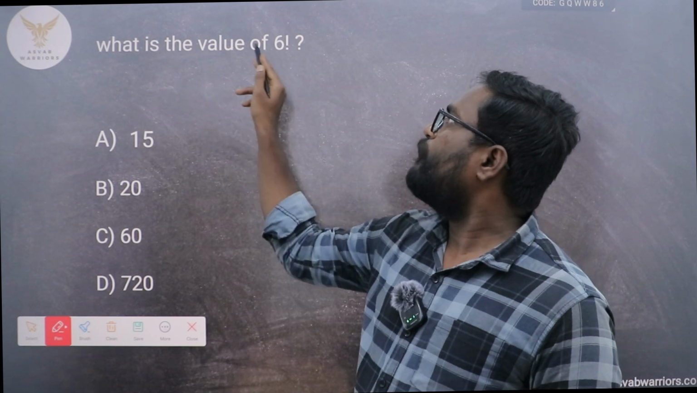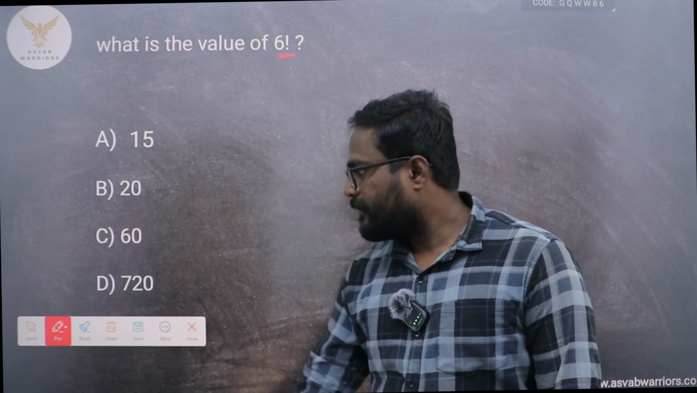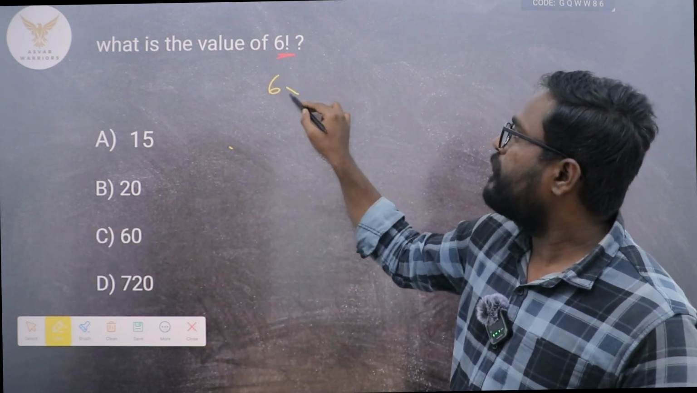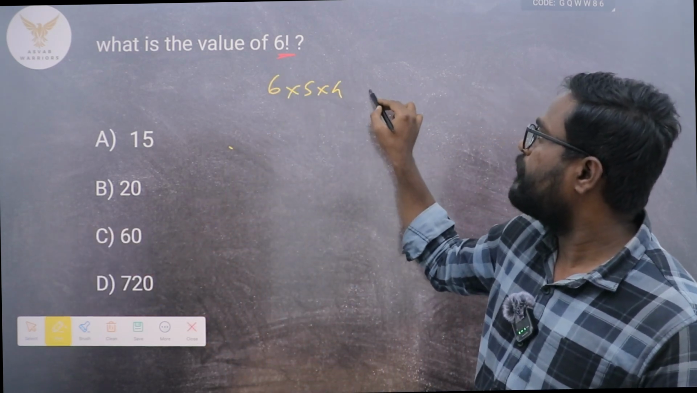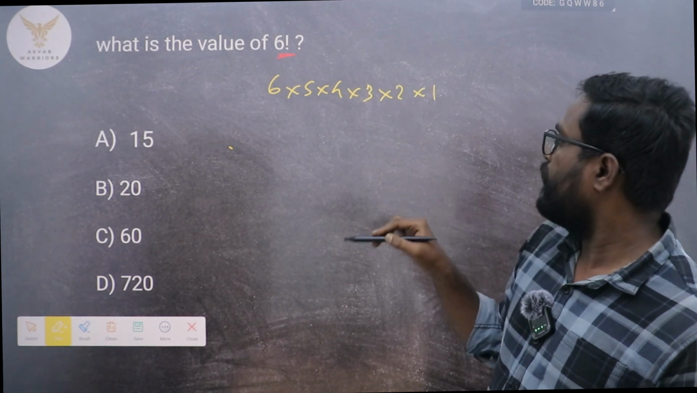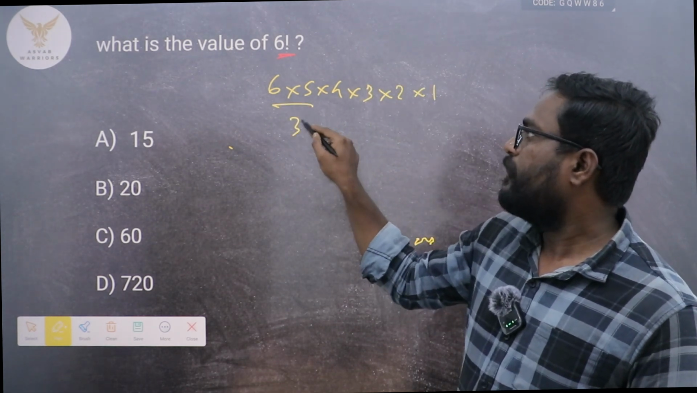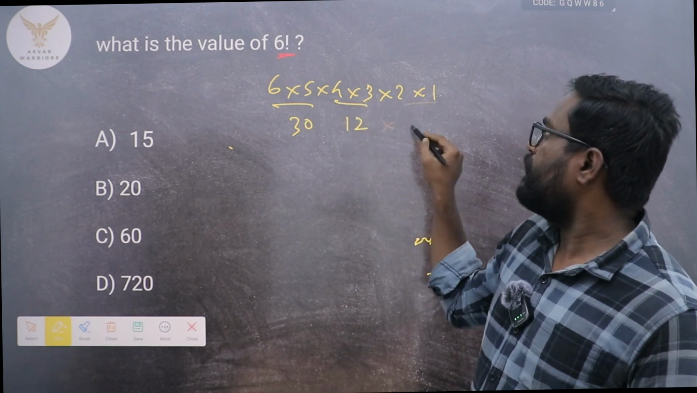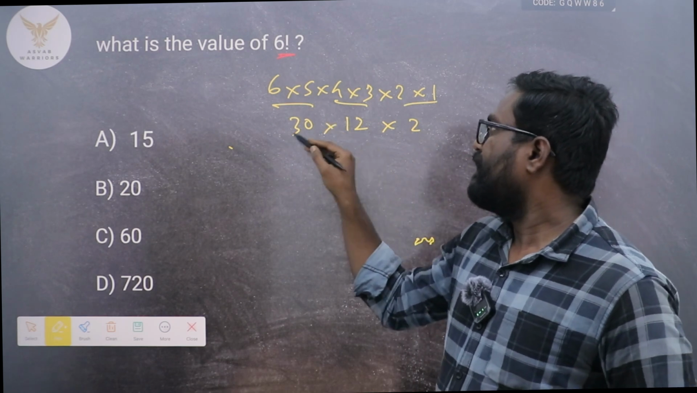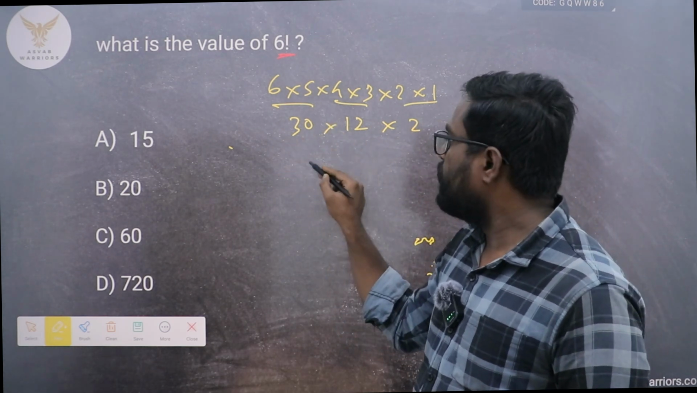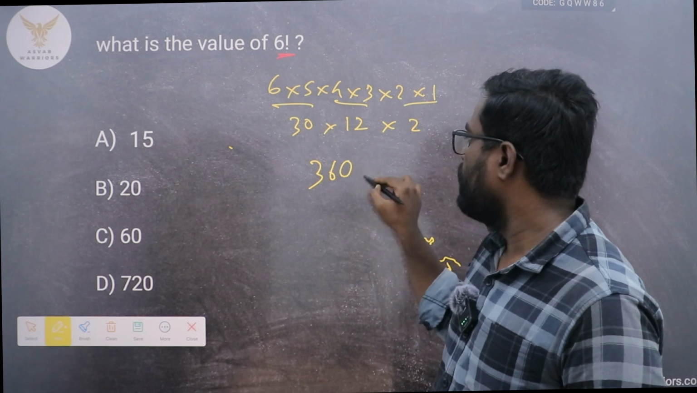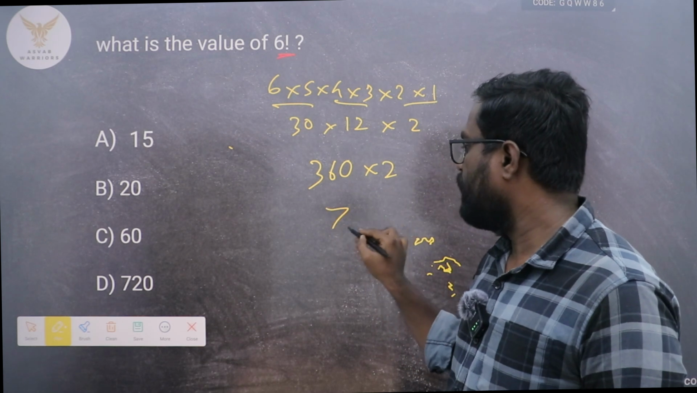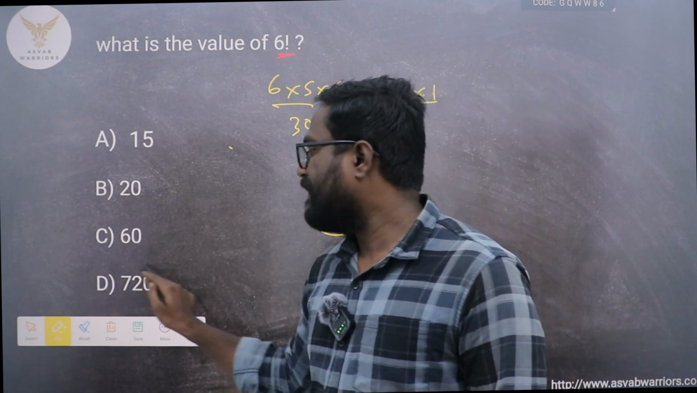What is the value of 6 factorial? I think it's easy peasy lemon squeezy. It will be nothing but 6 times 5 times 4 times 3 times 2 times 1. 6 times 5 is 30. I'll just multiply this. 4 times 3 is 12. 2 times 1 is 2. 12 times 3 is 36, I'll just put the 0 over here, times 2. So 360 times 2 would be 720. So option D is correct.